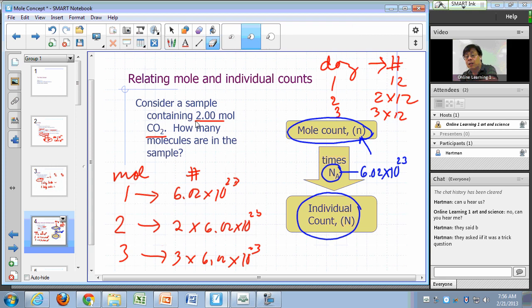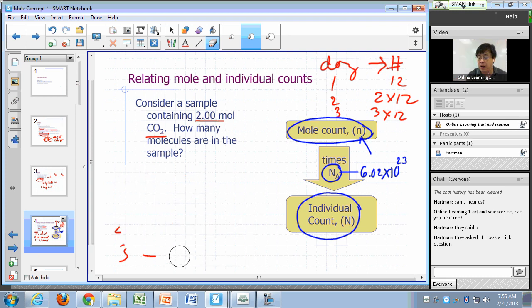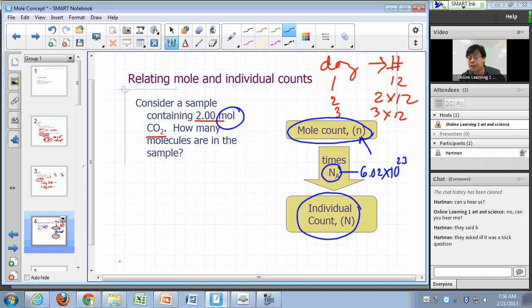Okay, so keep in mind, since mole is a count, we have to specify what it is we are counting. So here, when you say 2.00 moles of CO2, that means we're counting carbon dioxide molecules. By the way, this abbreviation right here, mol, is the abbreviation for mole. It is not to be used to abbreviate anything else. So you cannot use that to abbreviate molecule. We only use it as the official abbreviation for mole.